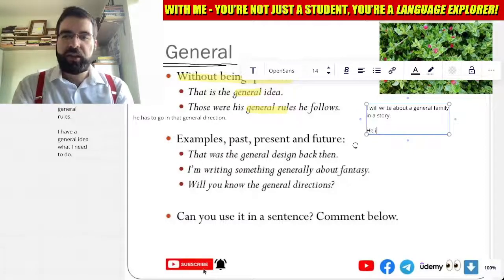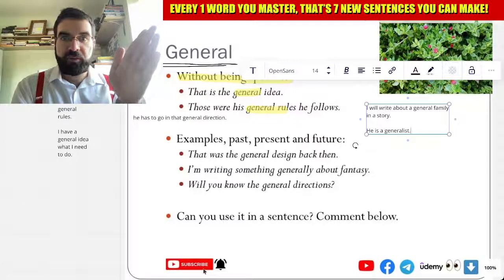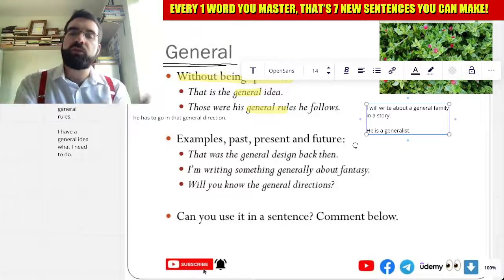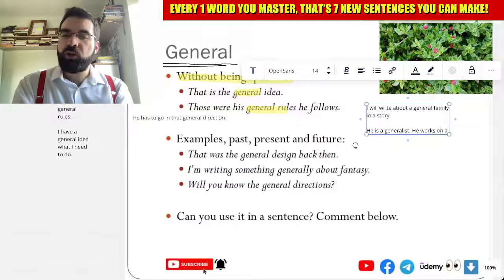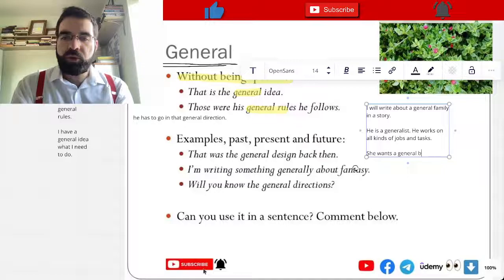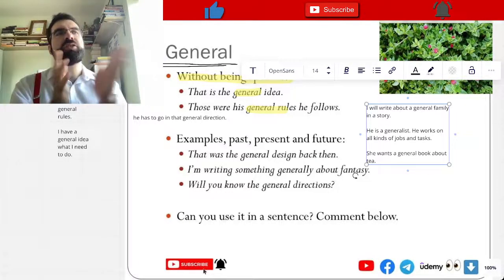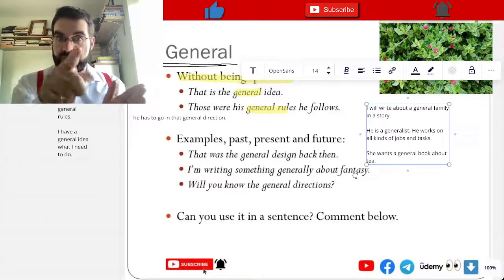He is a generalist, for example. So he doesn't specialize in one thing, but he does all sorts of things. He works on all kinds of jobs and tasks. How cool is that? She wants a general book about tea. None particular, just a general book about tea. How cool is that?